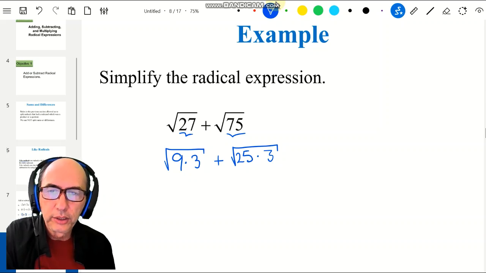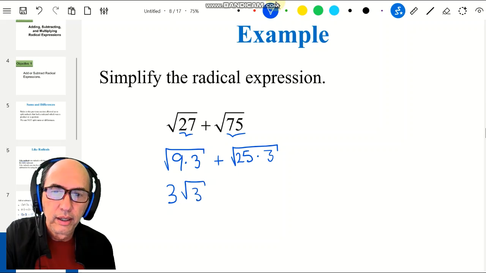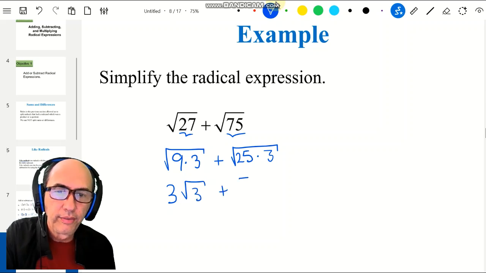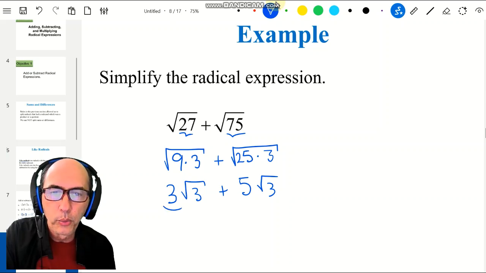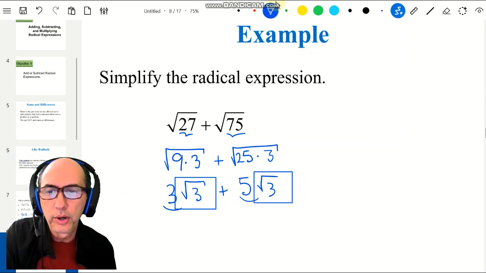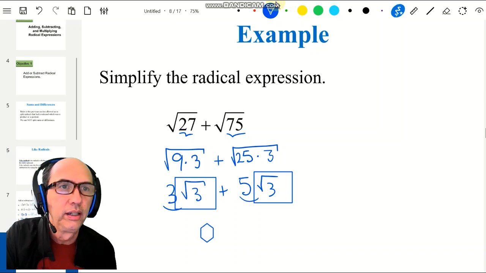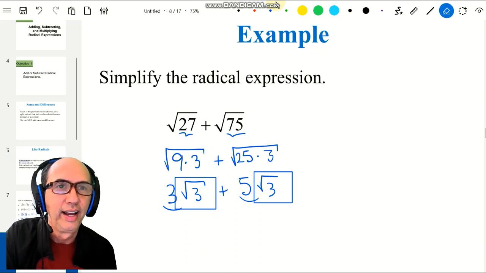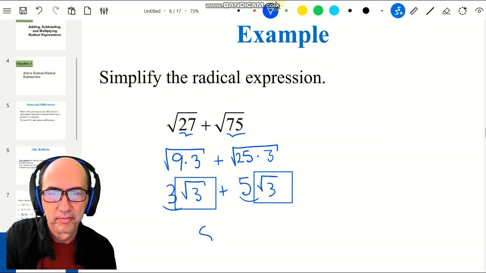We can find the square root of 9, 3, and the square root of 25, 5. You can notice that now we have a like radical. We have square root of 3 and square root of 3. We can combine the coefficients. 8 square root of 3.